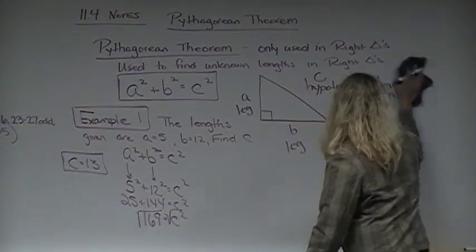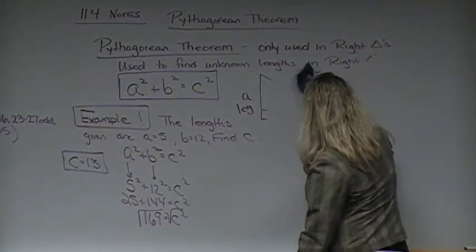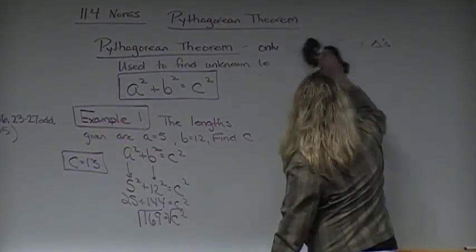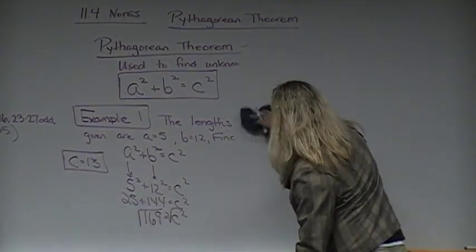Now this time I'm going to change it up a little bit because I'm not going to give you both legs. I'm going to give you a leg and the hypotenuse, and we're going to have to figure out what the length of the other leg is.